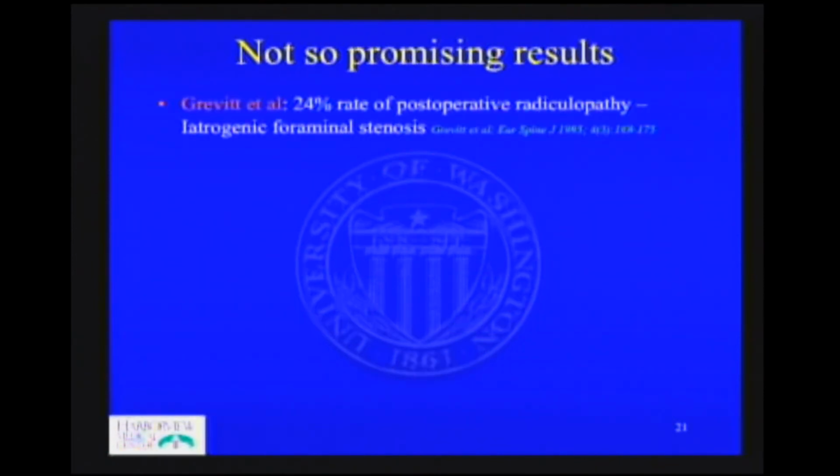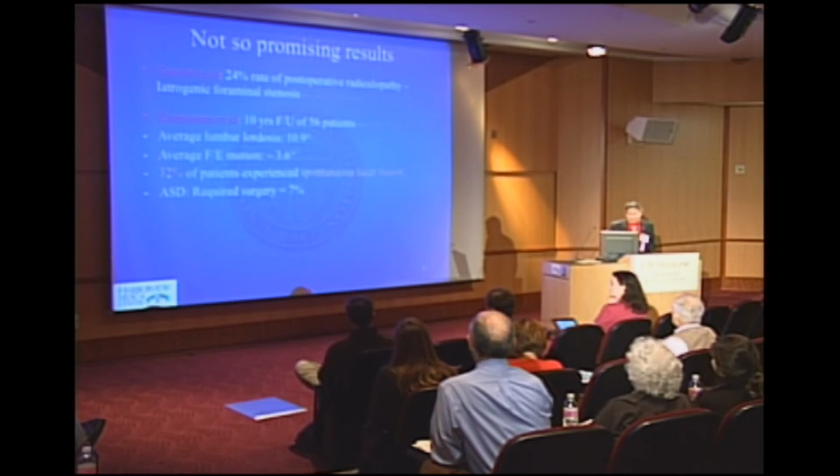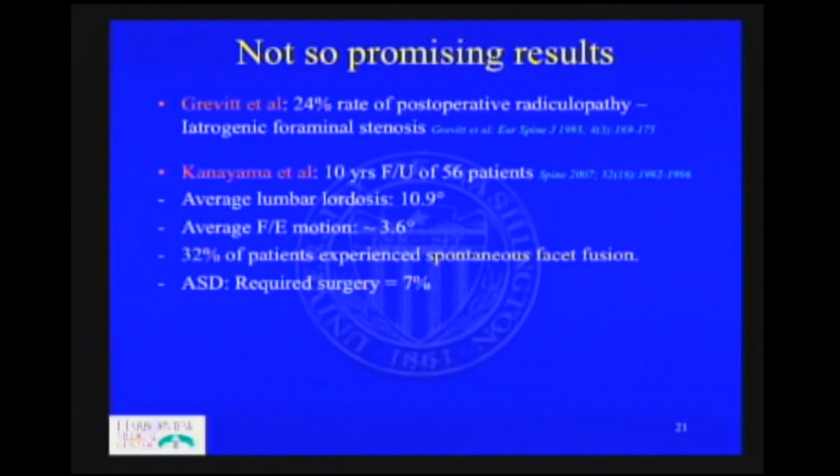Now, there are some not so promising results afterwards. Grevitt published data showing that the rate of occurrence of postoperative radiculopathy was 24%, secondary to iatrogenic foraminal stenosis, secondary to the tension that they put on the posterior area. Kanayama, the same group that published the previous 5 years data, at 10 years follow-up with 56 patients, showed that 32% of the patients experienced spontaneous facet fusion, and adjacent level disc disease that required surgeries reached 7%.